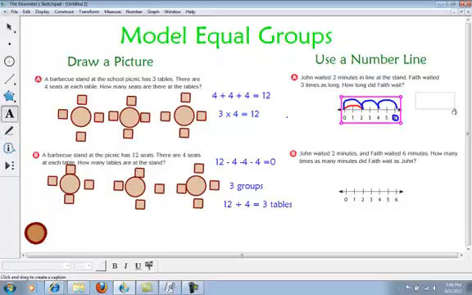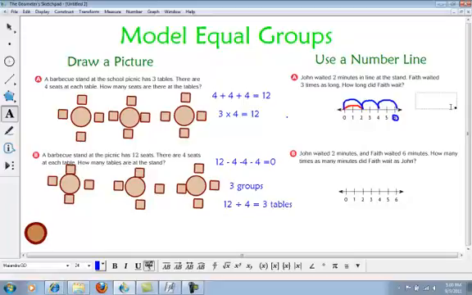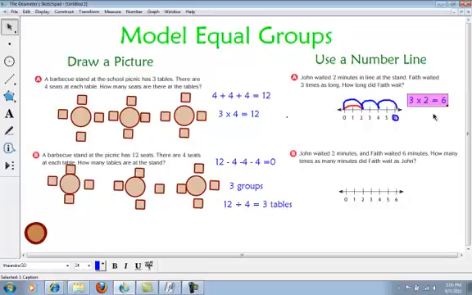So we can write that as 3 groups of 2, because we've got a group of 2, another group of 2 minutes, and another group of 2 minutes to see that she waited for 6 minutes. Now let's look at how we can use a number line to model division. John waited 2 minutes and Faith waited 6 minutes. How many times as many minutes did Faith wait as John?